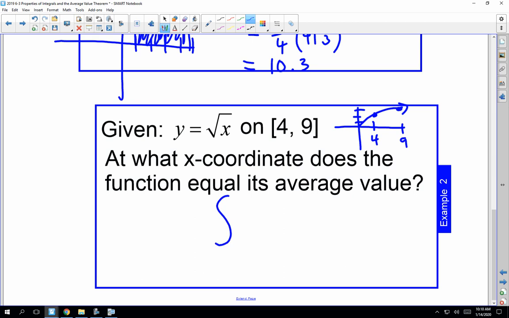So let's go ahead and find the average value. You've got the integral from 4 to 9, so it'll be 1 over 9 minus 4, square root of x dx. Would you go ahead and give me the value that you get for this? So 1/5 of whatever that integral is, 4 to 9. Then we'll find the value c, because this is a continuous function on a closed interval. So what x coordinate does this function equal its average value?